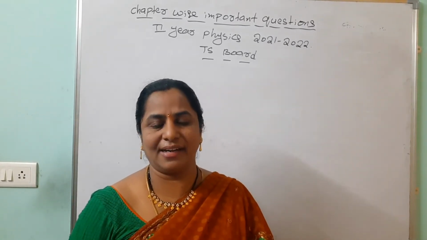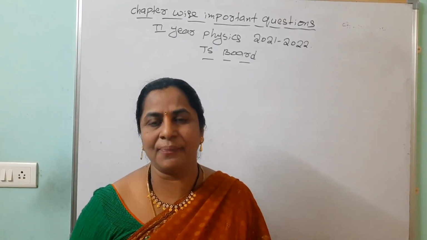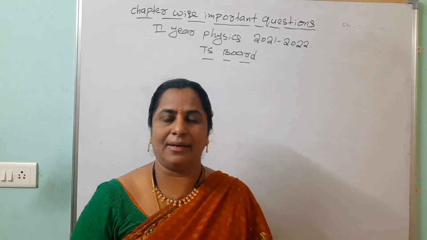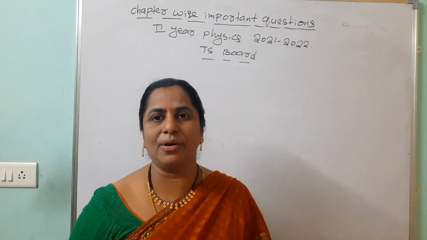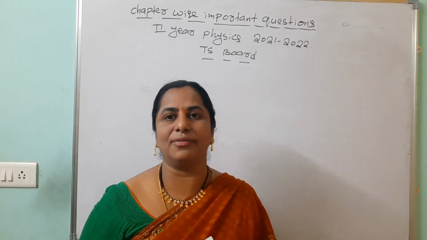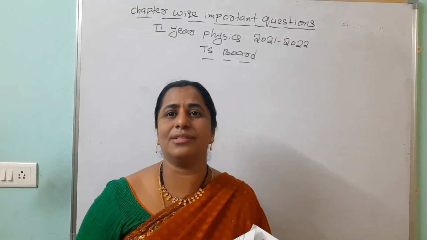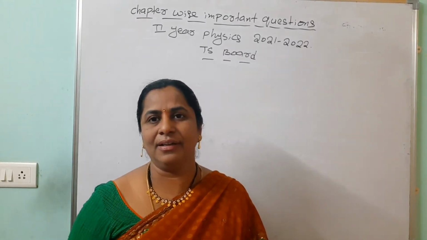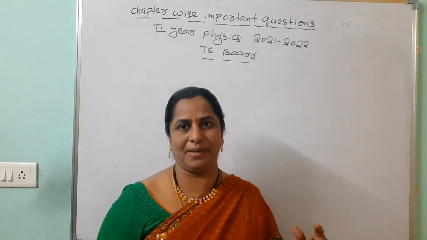In moving charges and magnetism we are expecting the SAQs. Here Ampere's circuital law, Biot-Savart law, then magnetic induction due to a circular coil, magnetic induction due to a long straight current-carrying conductor, and the magnetic moment of the revolving electron. All SAQs are very important, don't leave that one. So this concept is also very useful, and this is the biggest chapter actually.